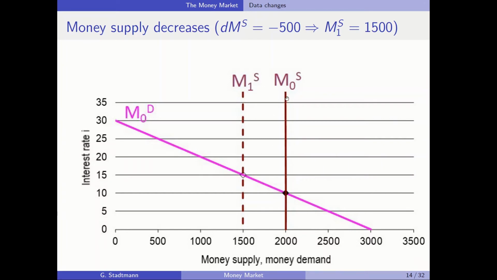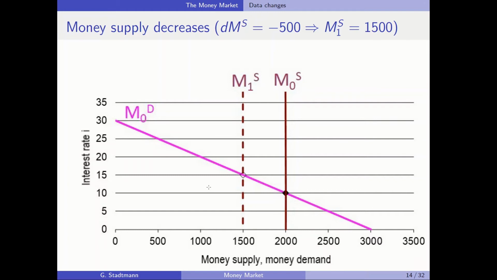In case the central bank would increase money supply, the money supply curve would shift to the right, and this leads to a decrease of the interest rate. One open question is, how does the central bank perform this task? How does the central bank increase money supply?